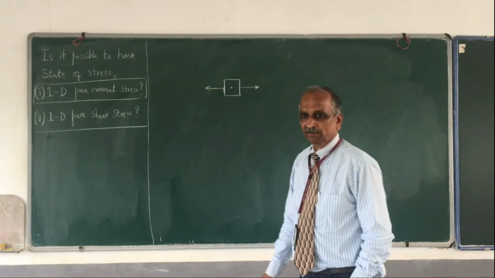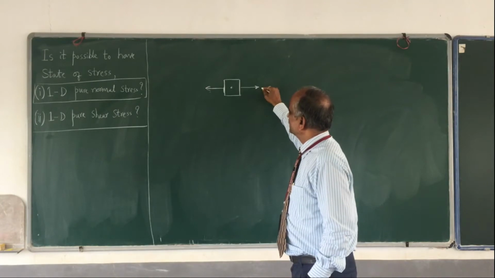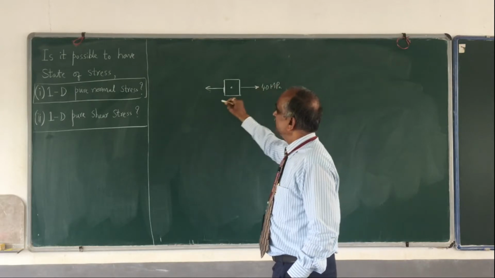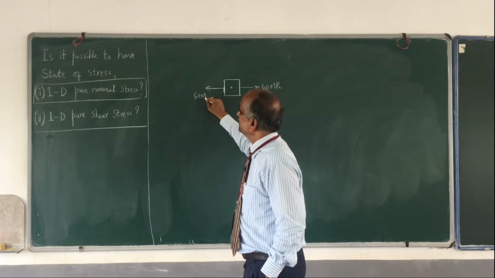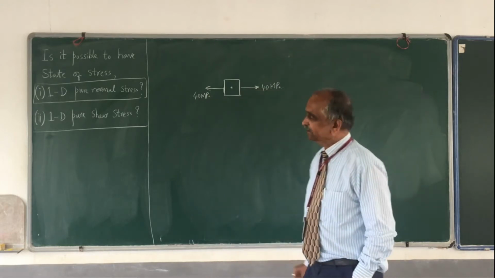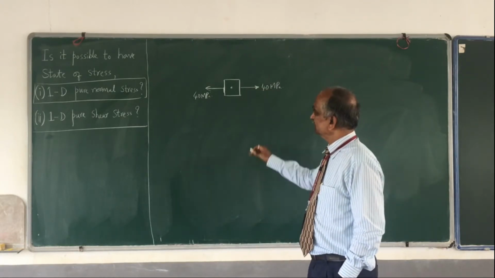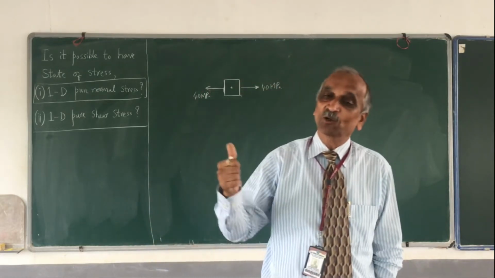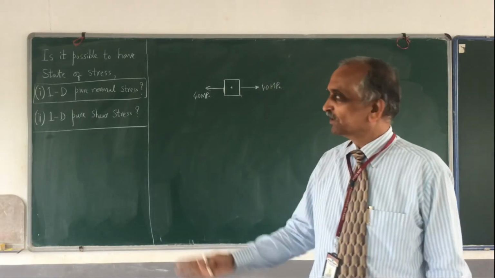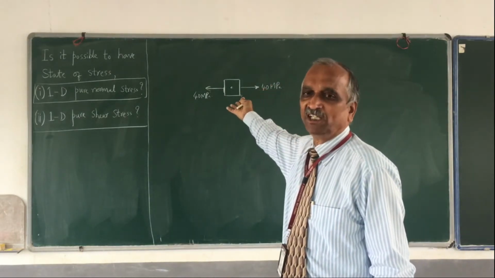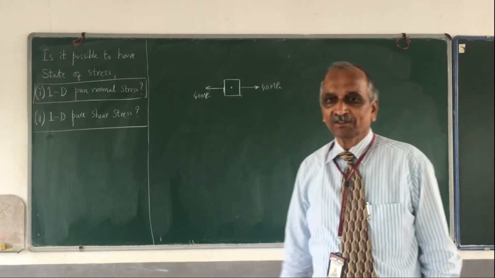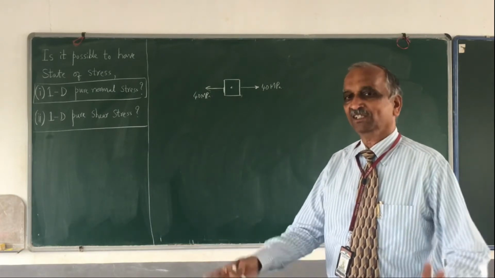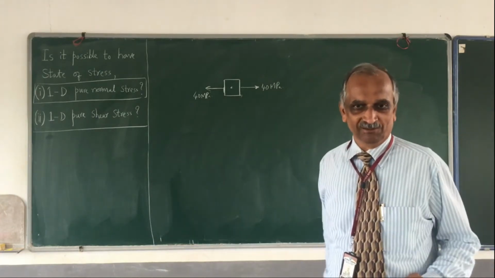Then what are the values? If this value is 40 megapascal, then this also must be 40 megapascal. Is it possible or not? Yes, it is possible, but you have to check whether it is possible or not. How to check? Make sure that the element remains in an equilibrium state. You should not have a situation where your element is not in equilibrium. In that case, that state is not possible.